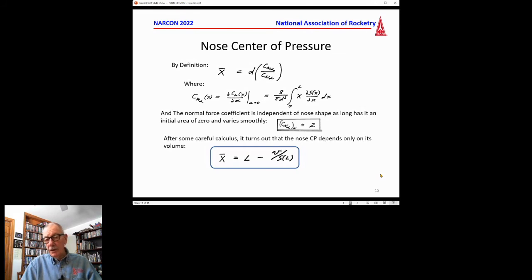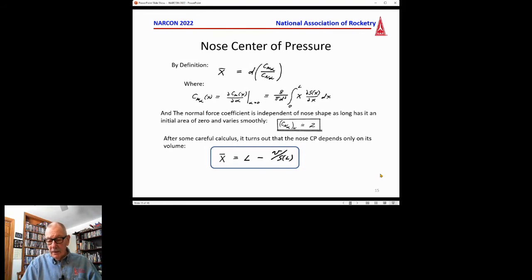what it took to get to the volume, which is the key component of the center of pressure or CM alpha equations. So, after all that derivation, the center of pressure is a function of the volume divided by the base area of a nose cone. The length of the nose cone minus, because it's from the tip, not from the base, the volume divided by the base area.